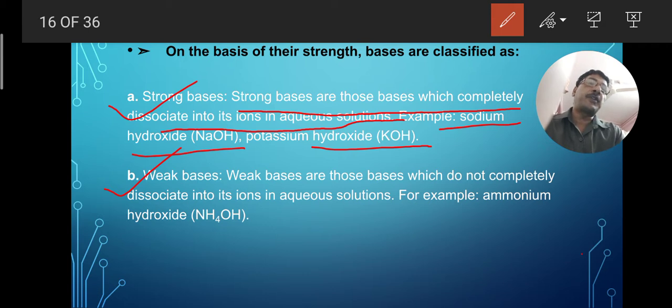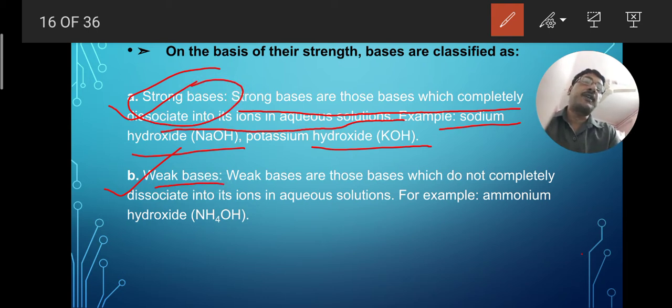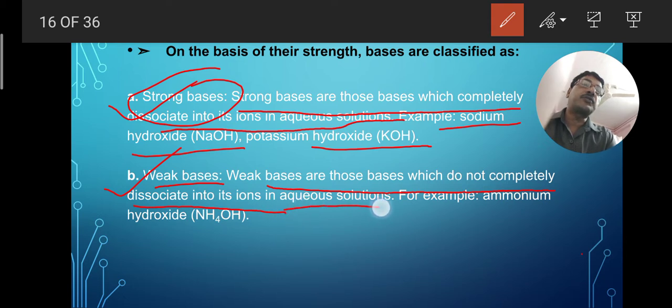Any one of them, if you take and dissolve it in the water, what you will find? You will observe that this base will dissolve completely. It will dissociate completely to give out the maximum number of hydroxyl ions. That is a strong base. Another is weak base. Weak base is just opposite to them. Weak bases are those bases which do not completely dissociate into their ions in aqueous solution.